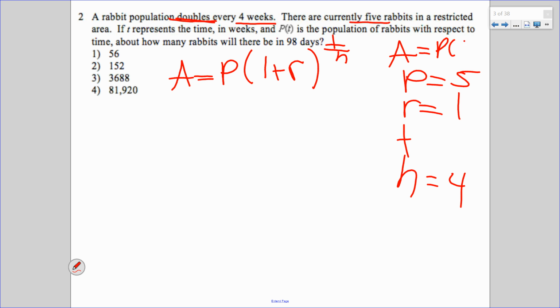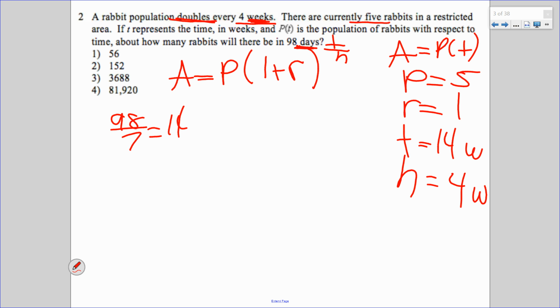P of T is the population. Okay, it wants me to call A P of T. I'll do whatever it wants. About how many rabbits will there be in 98 days? Well, here's the twist. It doubles every 4 weeks. So how many weeks is 98 days? Well, I'm going to divide 98 by 7 and get 14. Make sure the units match. They don't match here. It's very easy to make that mistake. Let's try not to make that mistake.